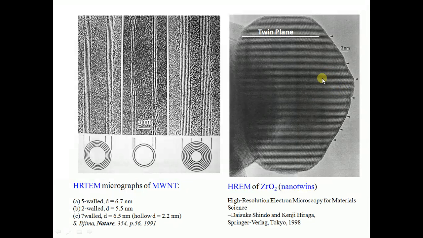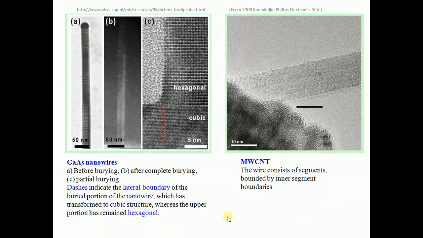If you carefully look at this image, at these twin planes, they occur. So such kind of study can be done. 5-wall, 2-wall, 7-wall nanotubes can be seen with the help of HRTEM. Even in the case of a single sample, if there is a hexagonal phase, if there is a cubic phase, this also can be distinguished with the help of HRTEM.